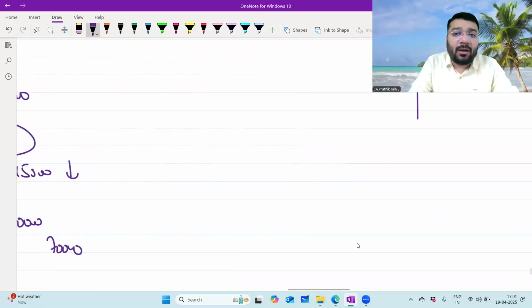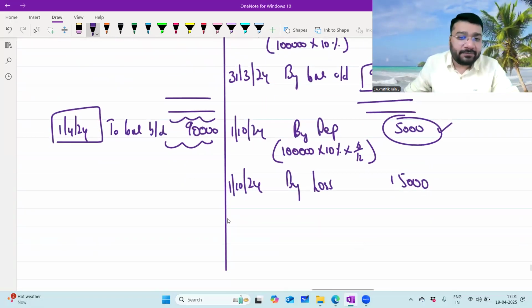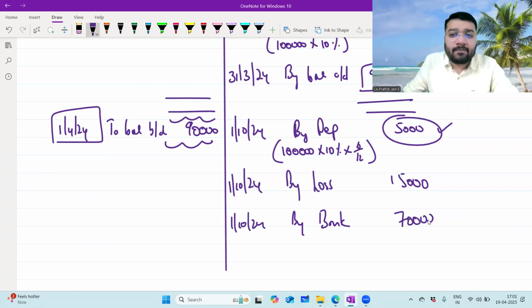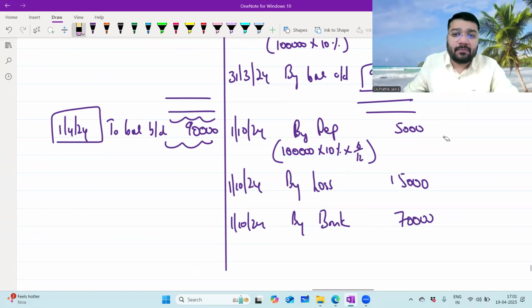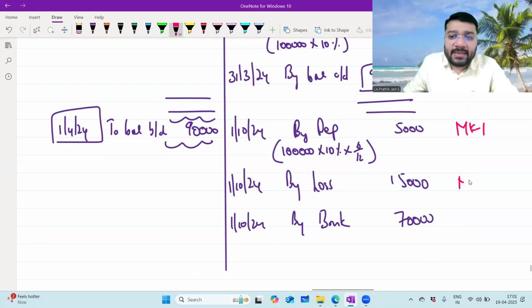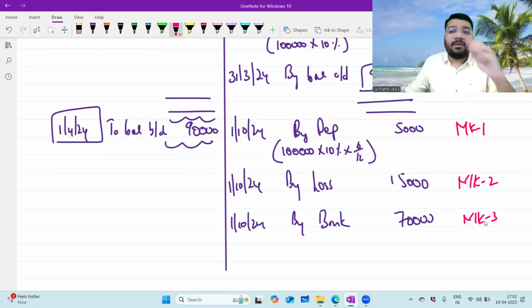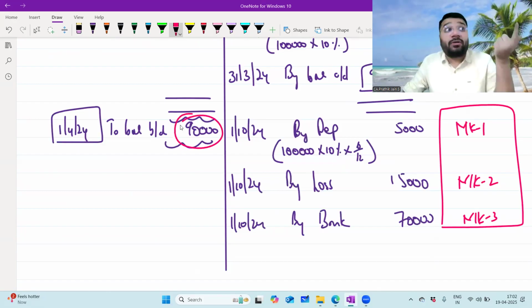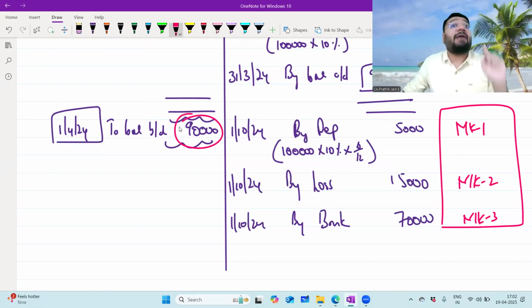So in the machinery account, by bank, 31.03.24, by bank 70,000 rupees. Any problem in this? So this is called monkey 1. This is monkey 2. And this is monkey 3. The purpose of these three monkeys is to make the value of this asset which is sold, the asset which I'm going to sell, zero.